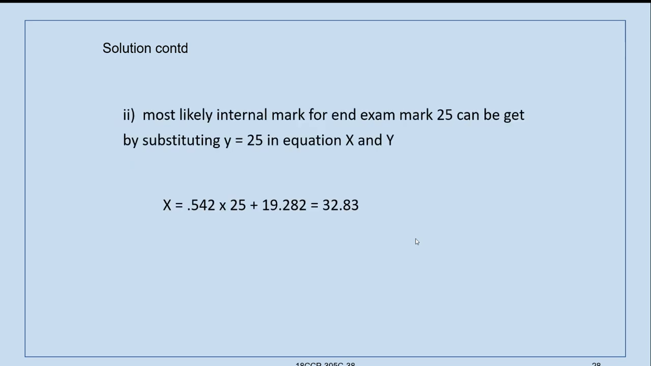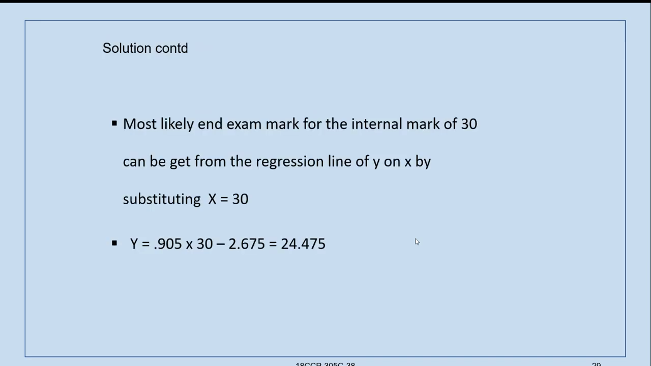Most likely internal mark for end exam mark is 25. That is y is equal to 25 and we have to calculate the x. That is x on y. We have to take x series. X is equal to 32.83. When y is equal to 25, x is equal to 32.83. We have to calculate the other also. When x is 30, y is 24.475.